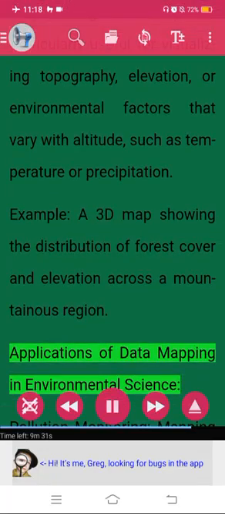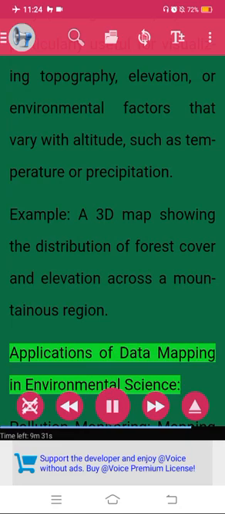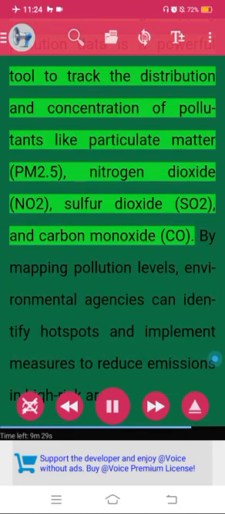Applications of data mapping in environmental science.